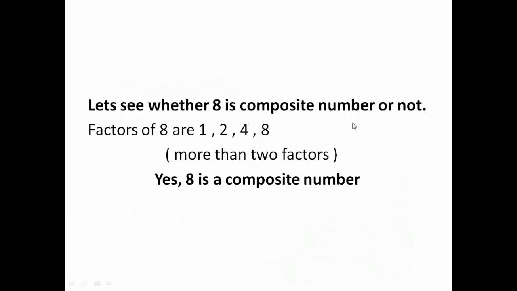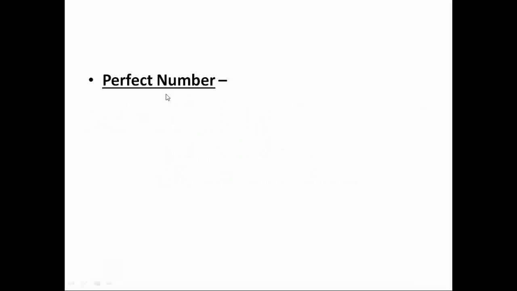Let's see whether 8 is a composite number or not. So here factors of 8 are 1, 2, 4 and 8. So it means it has more than two factors. So we can say yes, it is a composite number. So just remember that a number which has more than two factors is a composite number.